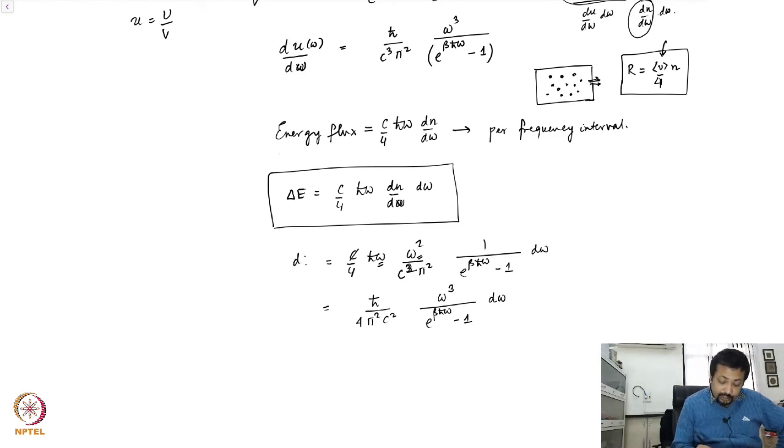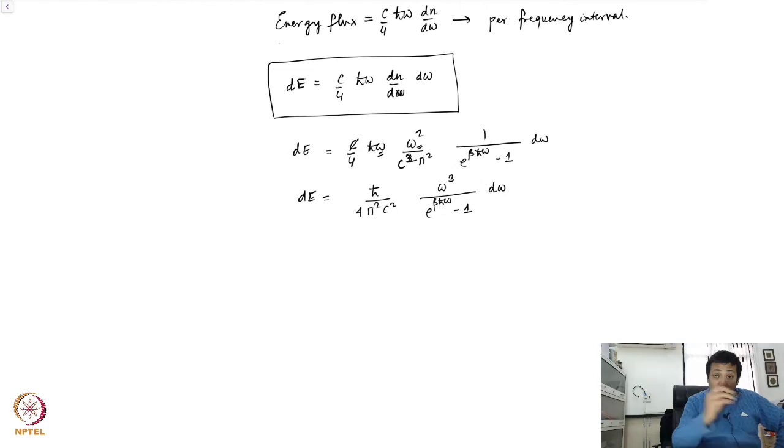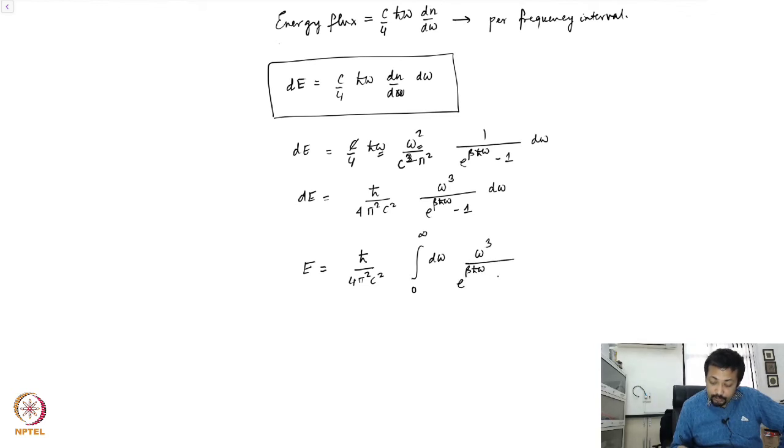So we will write down dE, instead of writing a delta, we will write down dE. Hence, the total energy throughout the whole spectrum is going to be E, which is going to be h bar over 4 pi square c square, integral 0 to infinity d omega omega cube over e to the power beta h bar omega minus 1.